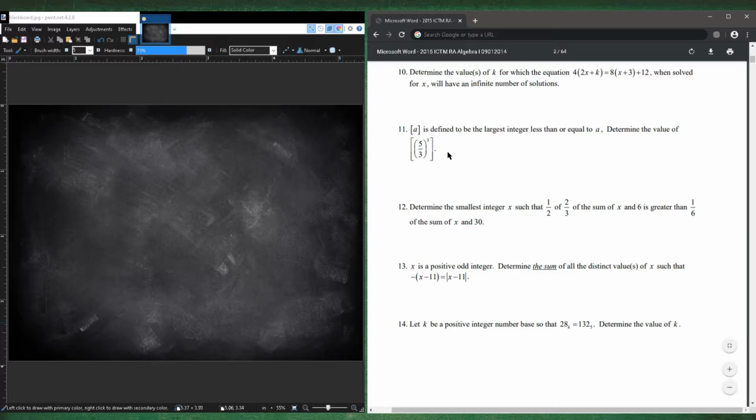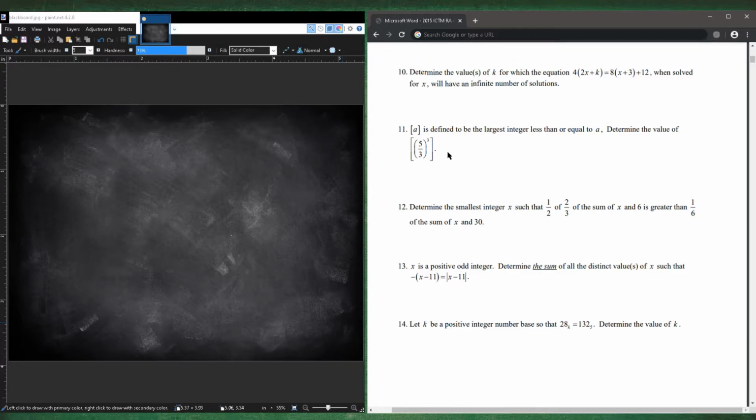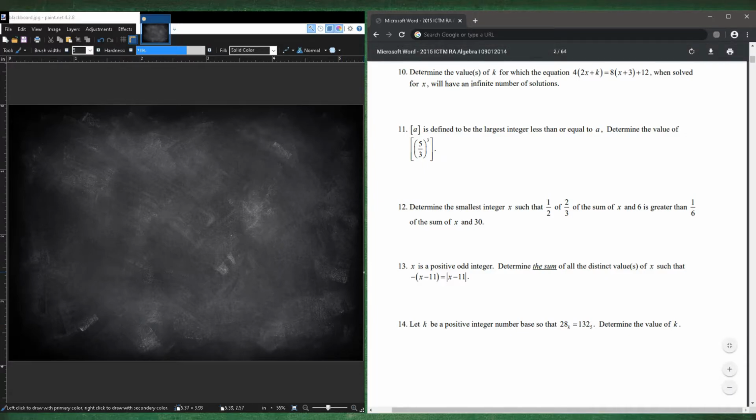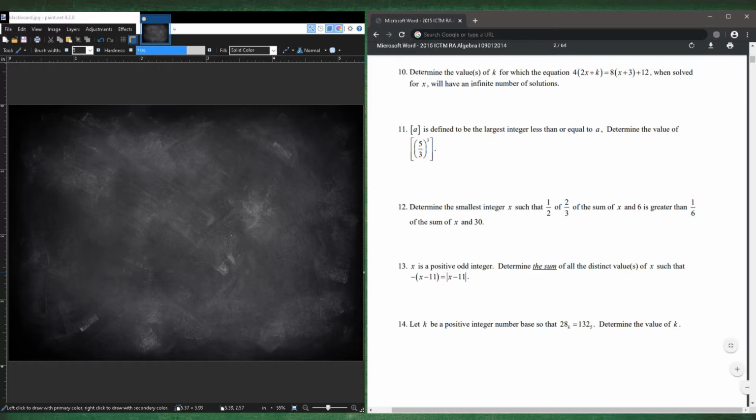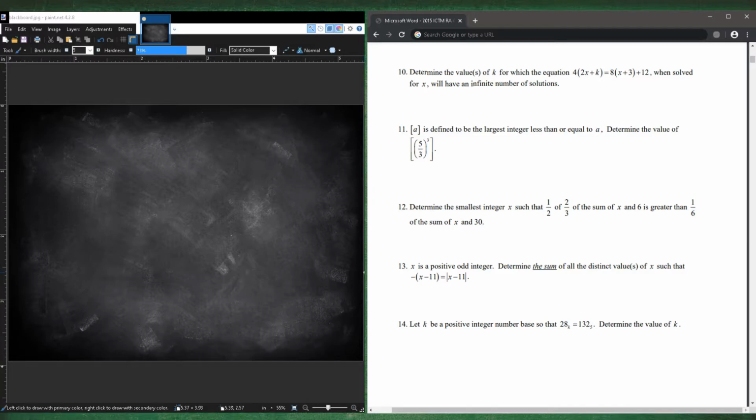Next, floor of a is defined to be the largest integer less than or equal to a. So it's basically going to be a floor function, right? So if a is 5.1, then it's 5. Then this is equal to 5. If a is equal to 5, then it's just going to be 5. That's what it means. So determine the value of the floor of 5 divided by 3 to the power 3. Let's put this in our calculator so we don't waste time. 5 divided by 3 raised to the power 3, make it a decimal, and that's like 4.6296.